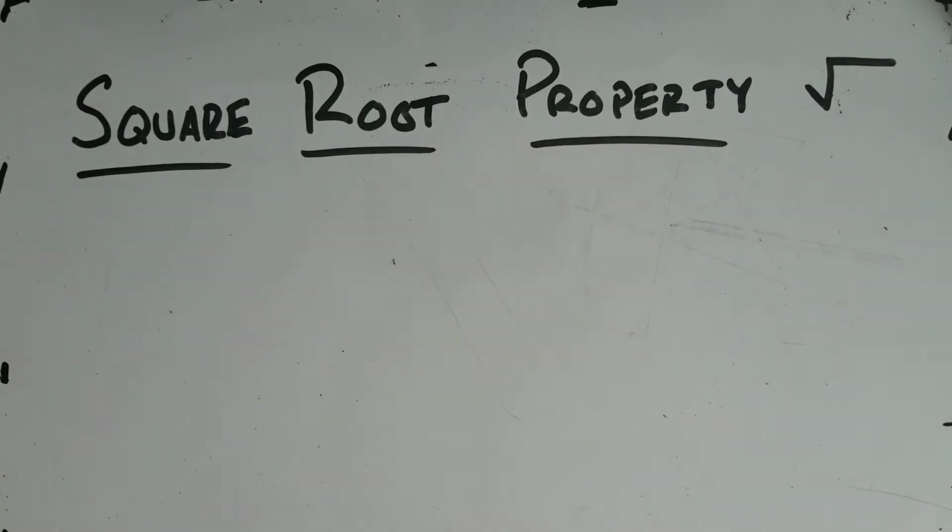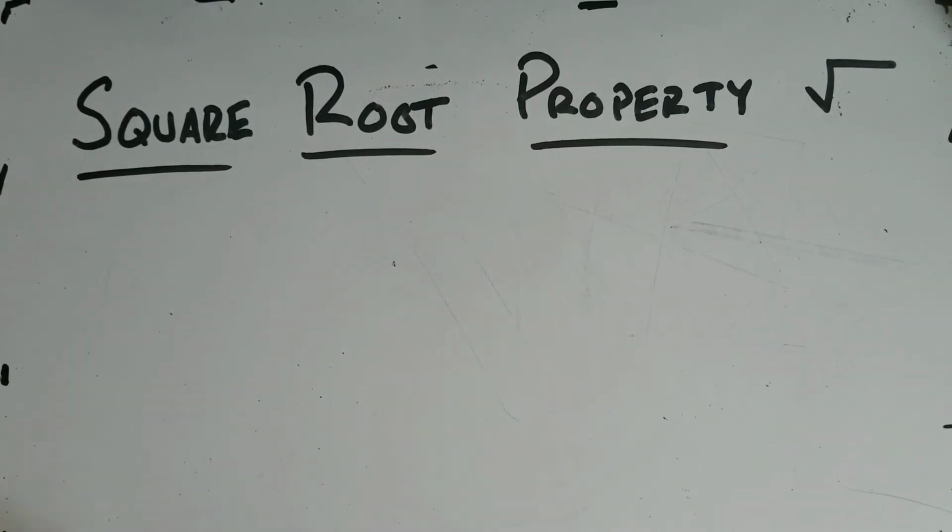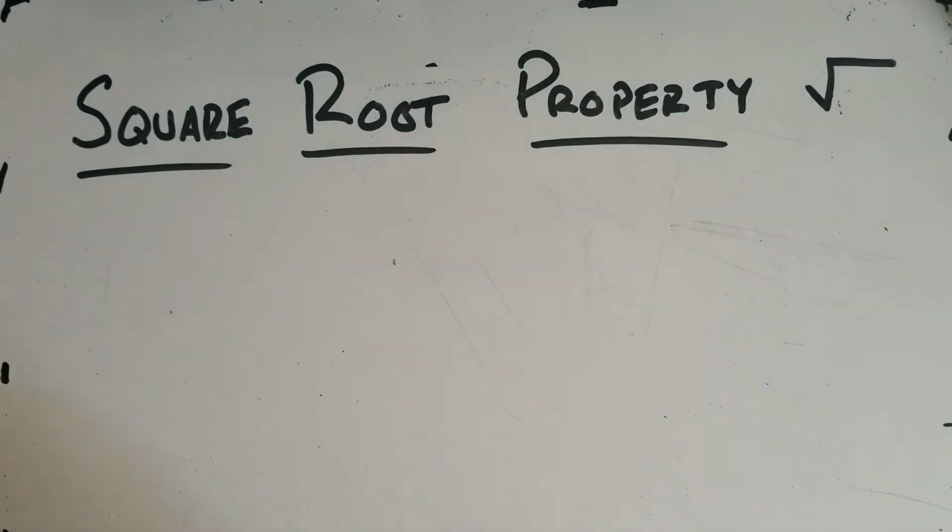Hey guys, today we're going to talk about the square root property. Now this is another method that we can use to solve an equation, and it's really useful obviously if we have something squared, to get the square to cancel out by using the inverse operation of a square root.